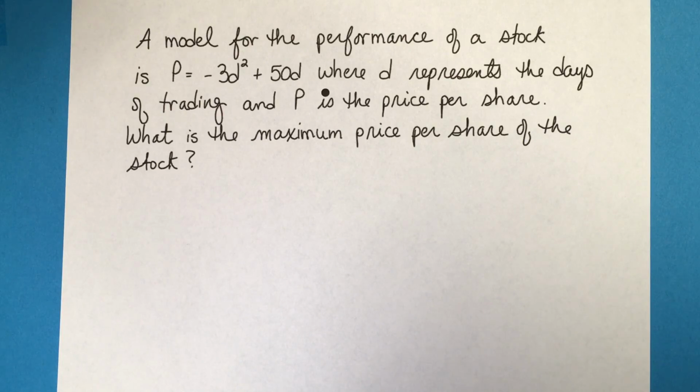All right, the model for the performance of a stock, so this is like trading stock, is P equals negative 3D squared plus 50D, where D represents the days of trading and P is the price per share. What is the maximum price per share of the stock? Okay, now I know word problems can be hard, but this is not a big deal. This just boils down to the vertex.